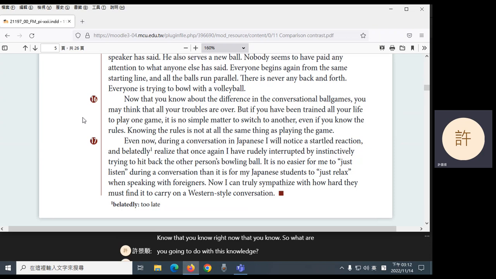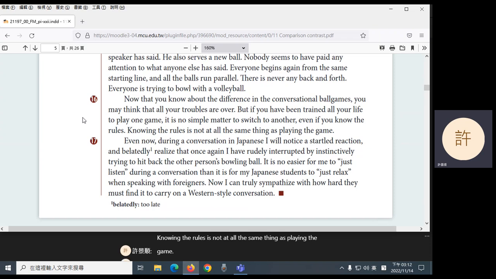Now that you know about the difference in the conversational ball games, you may think that all your troubles are over. But if you have been trained all your life to play one game, it is no simple matter to switch to another, even if you know the rules. Knowing the rules is not at all the same thing as playing the game.